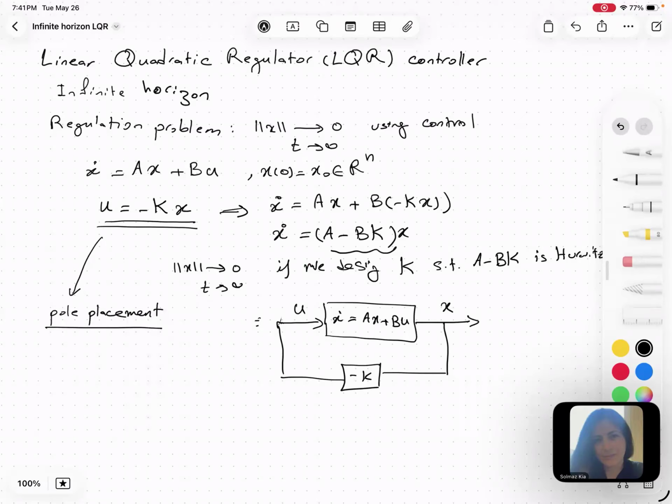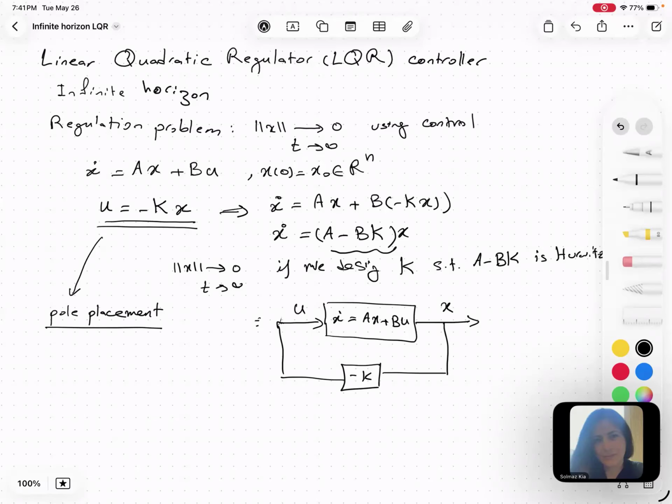So we place the poles, for example, on the left-hand side away from the imaginary axis, with real parts that are very negative, and you will have a fast response and converge to zero very fast. So the focus was mostly on the transient response of the system and how fast or how slow the system is converging to zero.